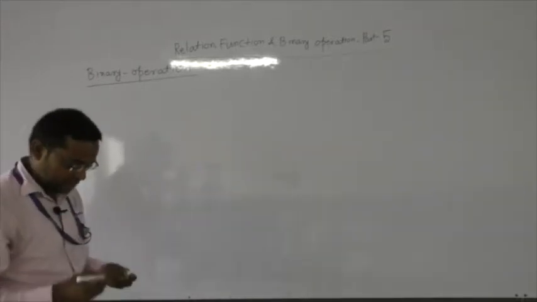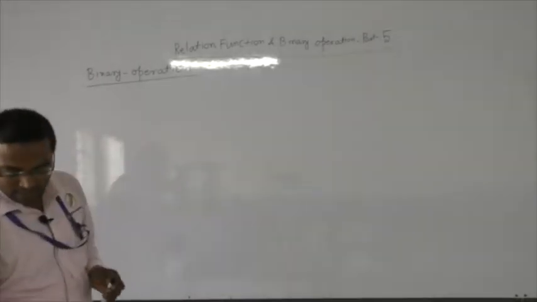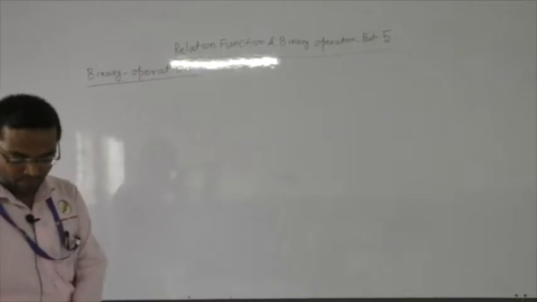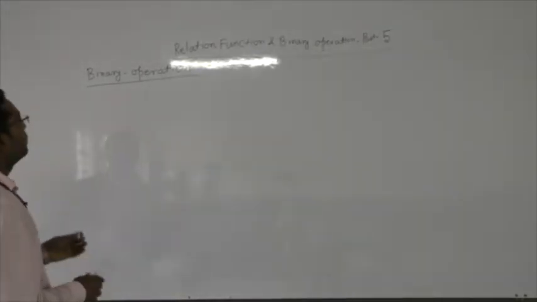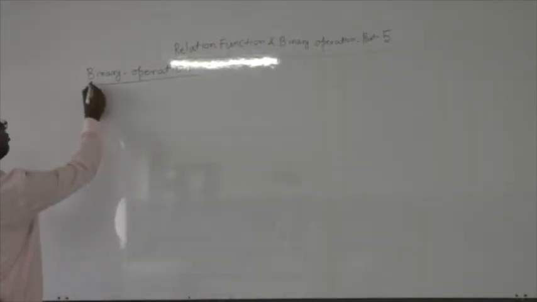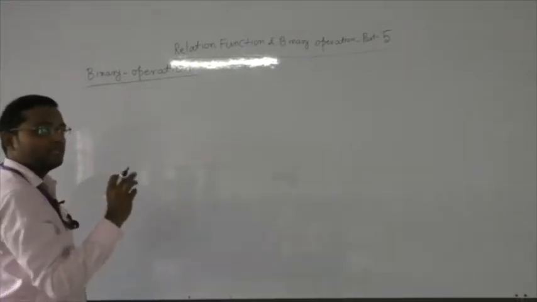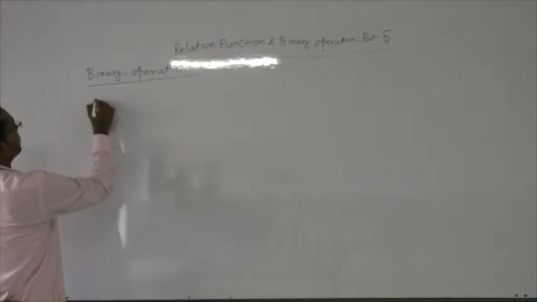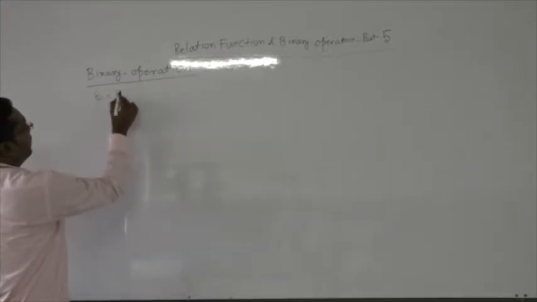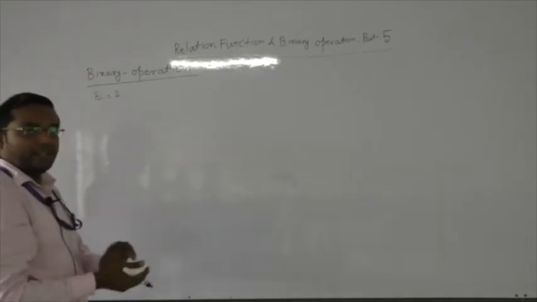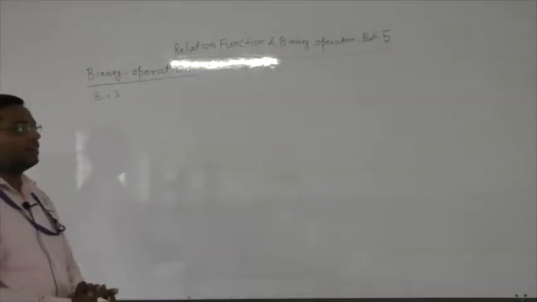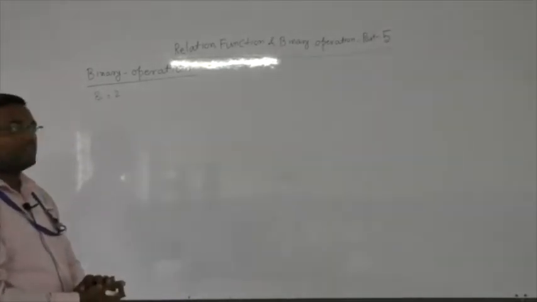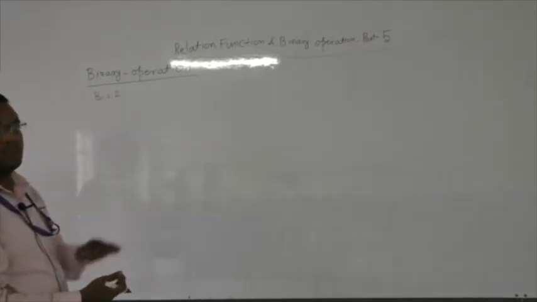Binary operation is very easy. Okay, let's see. Binary, what do we mean by this? Bi means mono, di, bi, tri, tetra, penta. Bi means two, right? Bi means two. So any operation in which we have two operands, then that is called the binary operation.